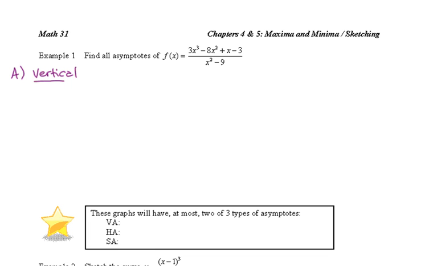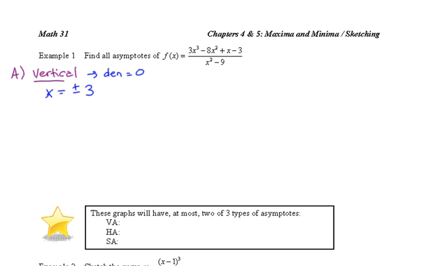Okay, vertical asymptote. How do we find a vertical asymptote? What makes the denominator equal to 0? So plus or minus 3. And what equation does it become? Is it y equals or x equals? So the equation will be x equals, because it's vertical, plus or minus 3.